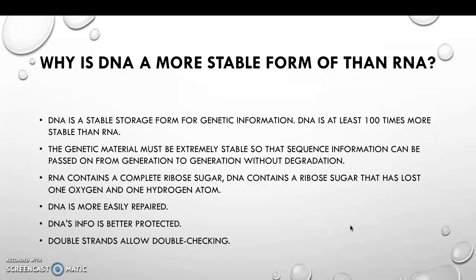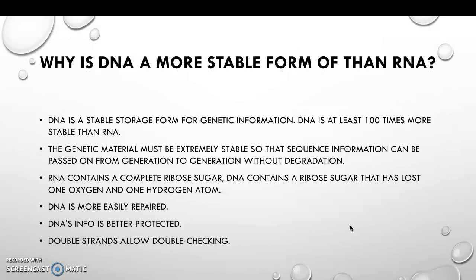So why is DNA a more stable form than RNA? Well, DNA is a more stable storage form for genetic information. DNA is at least 100 times more stable than RNA. Removal of the 2-hydroxyl group from RNA to form DNA results in a backbone that is less susceptible to cleavage by hydrolysis and thus enables more stable storage of genetic information.